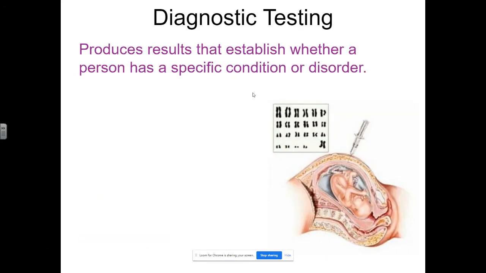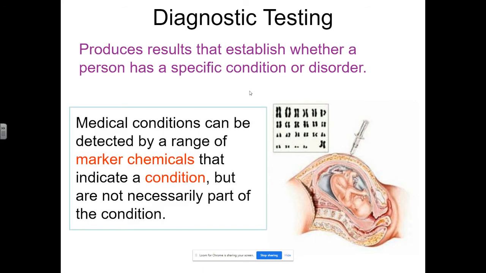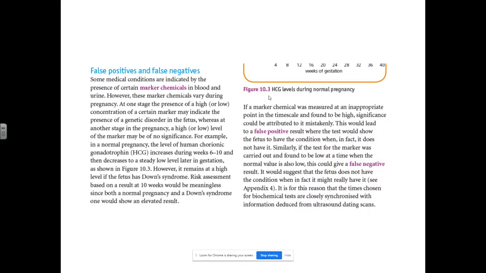Diagnostic testing produces results that establish whether or not a person has a condition or disorder. Medical conditions can be detected by a range of marker chemicals that could determine that they have the condition, but it's not necessarily part of that condition.